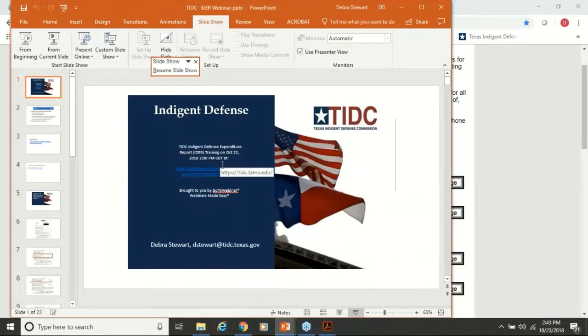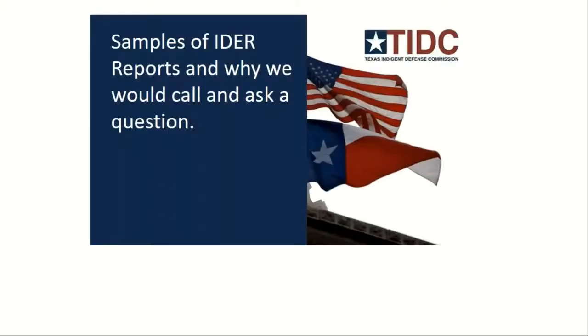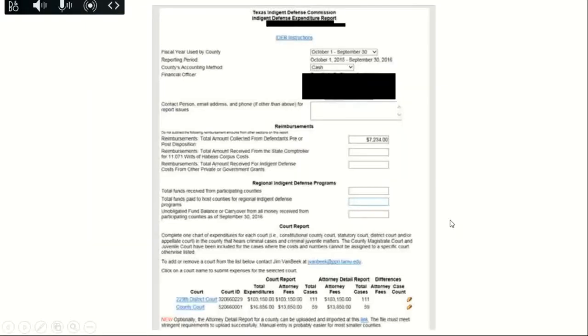I want to go through when we call and why we're asking. Okay, so like I said, all hands on deck. So after November 1st, we're going to start tackling this as a group, and it takes us a good month to go through all 254 counties. But we don't see your data. We don't know what it looks like, but we can look at these reports.